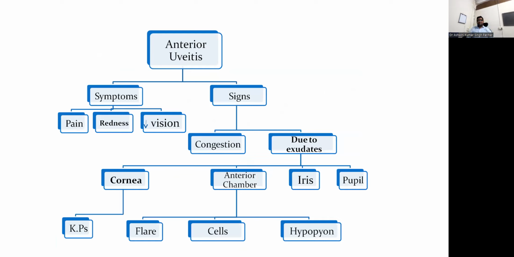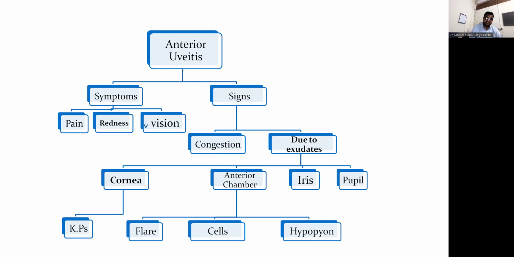So these are the signs. Just for revision purposes, I am showing you the signs and symptoms of anterior and posterior uveitis. So we'll see anterior uveitis first. As I have mentioned, anterior uveitis is the affection of the anterior part of the uvea, that is the iris, and sometimes the iris and ciliary body. So iritis and cyclitis, together iridocyclitis. These combine as anterior uveitis.